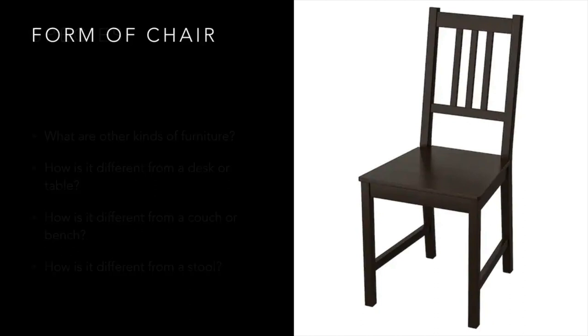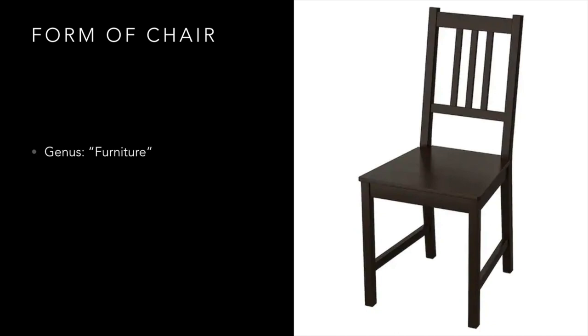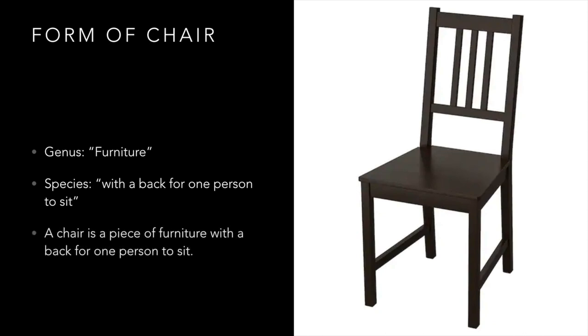So if we ask Aristotle for the form of chair, he's going to ask for the genus and species. And the genus is that it's a piece of furniture. The species is it has a back for one person to sit. So a chair is a piece of furniture with a back for one person to sit. By the way, this is just a really handy way to define anything. Find the genus and the species. You can come up with a single sentence definition for just about anything.